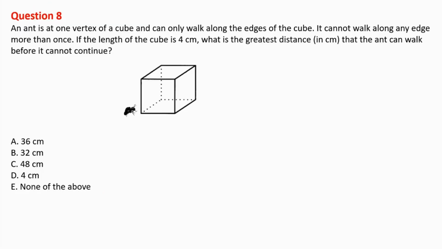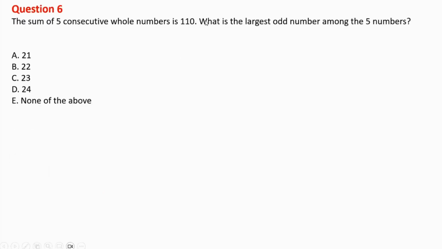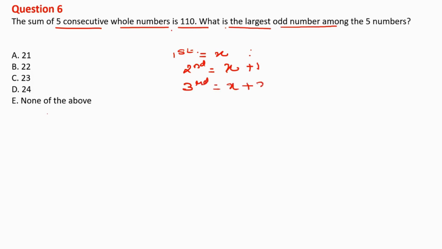Moving on to question number 6. The sum of 5 consecutive whole numbers is said to be 110, okay? What is the largest odd number we can take? Okay, let's see, the first number we have taken is x. Since they are consecutive, means one after the other. Suppose I have taken 2, next number is 2 plus 1, 3. So if I've taken x, what's my next number? x plus 1. Similarly, third number should be x plus 2. Fourth should be x plus 3. And fifth number should be x plus 4.